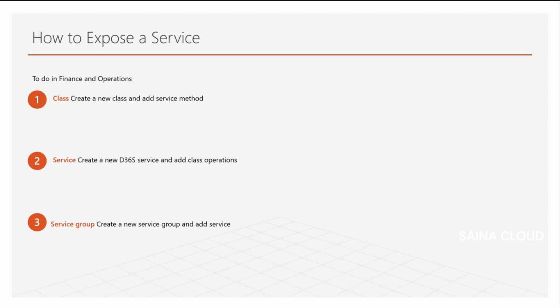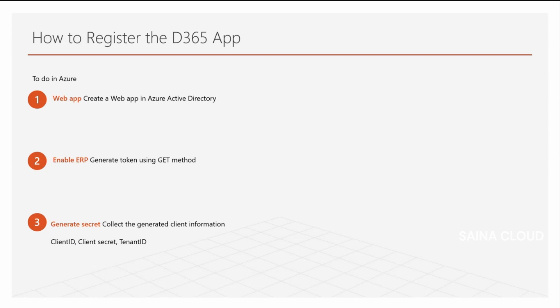And what are the things we are going to do in finance and operation? I'm going to create a normal class which is going to have a simple service method. Then I'll create a service, then a service group, and I'll expose it outside. I'll explain what all these terminologies mean. Then how to register an app in D365. So this I'm going to do.